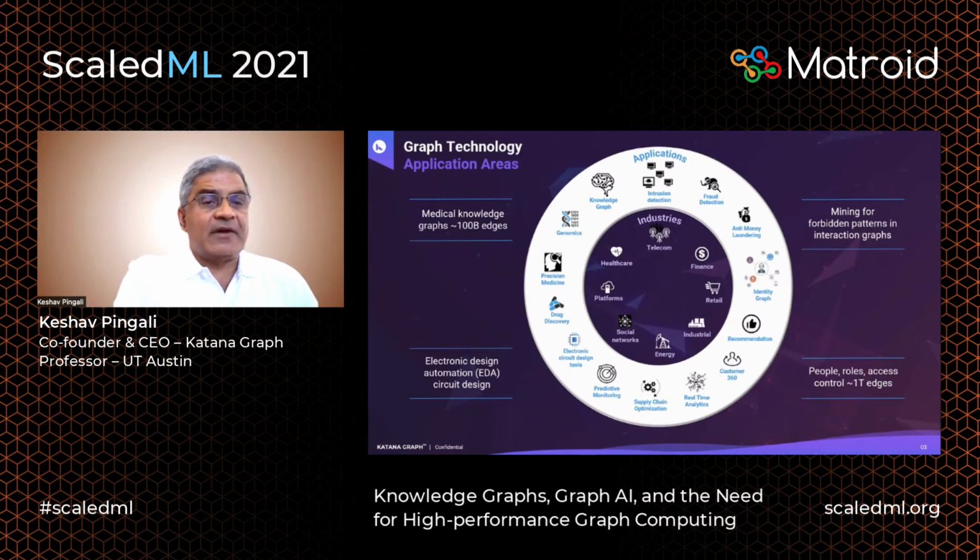So where do we see graphs? Well, we have done a market survey, and we've looked at many different sectors, and some of those sectors are listed in this wheel over here. I'm going to touch on a few of them that we are currently involved in. At the top right of this wheel, you see intrusion detection, fraud detection, anti-money laundering. So these are all broadly what one could call security applications.